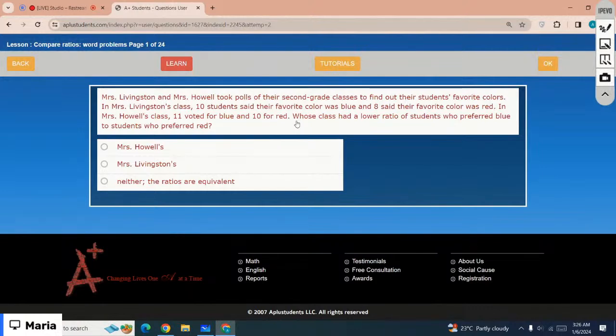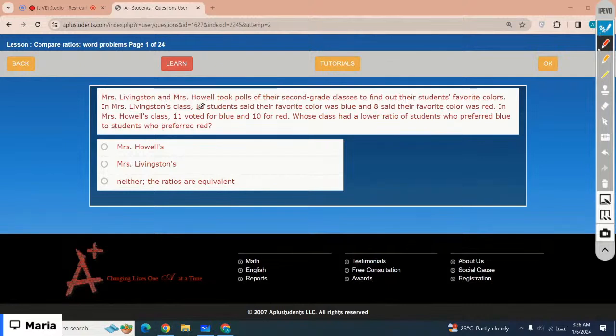Okay, you have to calculate the lower ratio of students who preferred blue to students who preferred red. You have to find a lower ratio. Got it? Okay, so just look at the fractions. The fractions are 10 to 8, right? And the other one is 11 to 10. Just divide them and convert the answer into percentage form. So 10 divided by 8 is 1.25. You have to multiply it by 100. That is 125%. Got it?